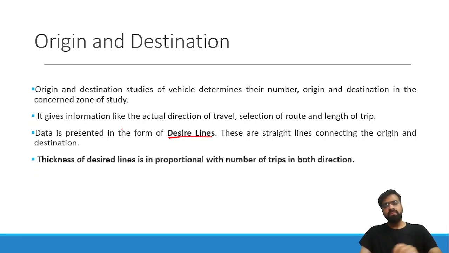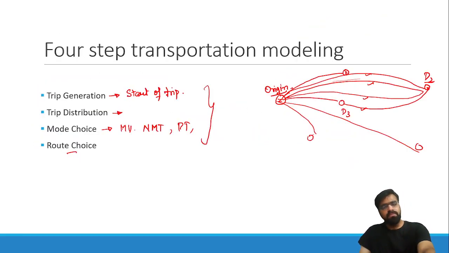So this is all from your origin and destination study. From the 4-step modeling, your trip generation is studied using your origin and destination data, because origin is one particular characteristic of your OD study. So this is included from trip generation. Then trip distribution is also studied using OD data, and your route choice can also be studied using OD data. Mode choice depends on your questionnaire.